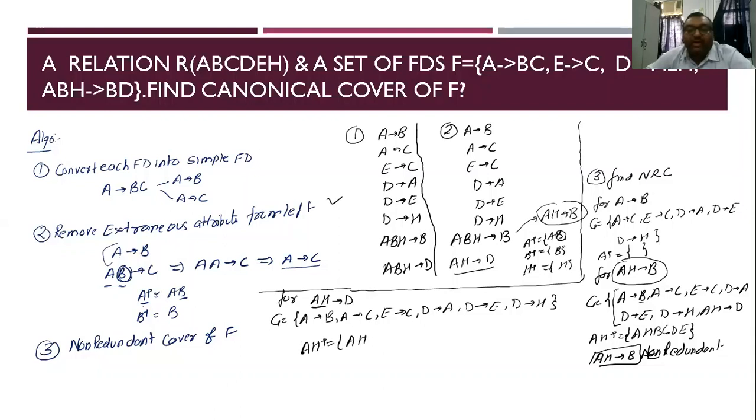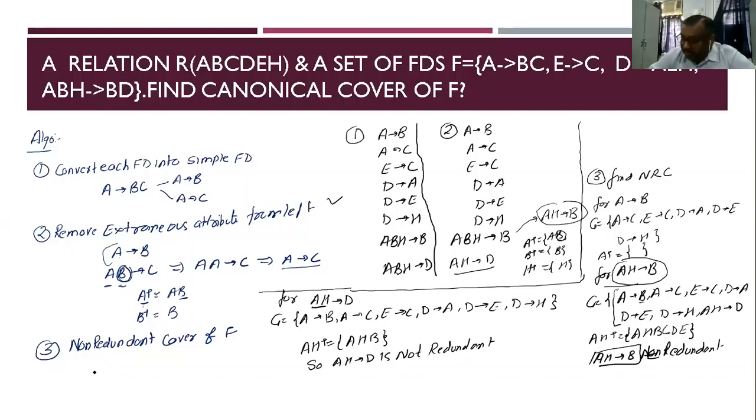What is the closure of AH? AH, okay, A is there, so B is there. D is not there. In any case, D does not come over here, or in other words, the whole set of attributes is not in the closure of AH. So in this case, AH determines D is not redundant. This AH determines B is redundant, but AH determines D is not redundant.